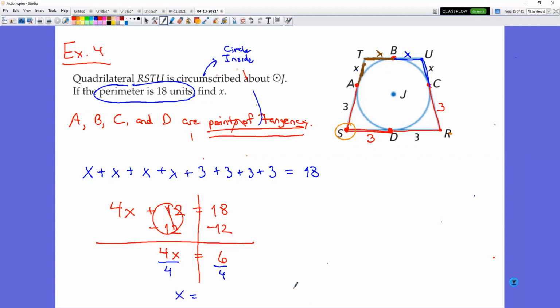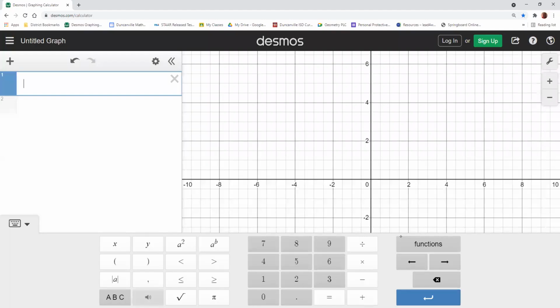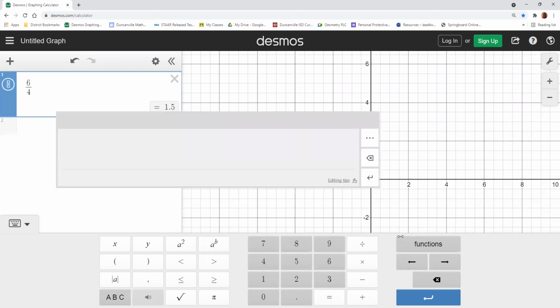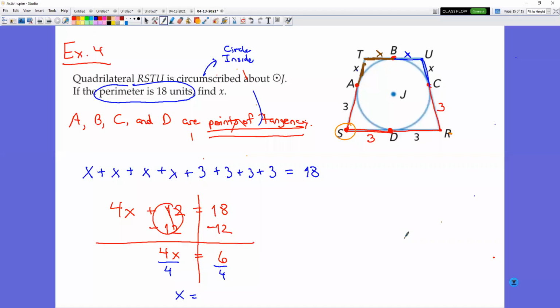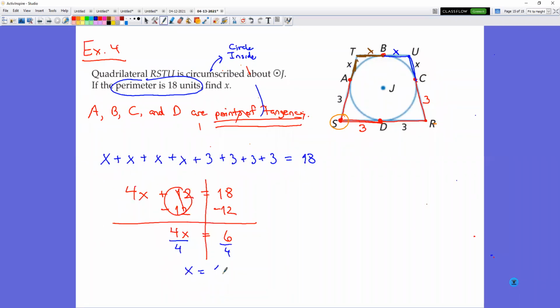And just for kicks, we're going to use our calculator. And here's our calculator. All we'll do is 6 divided by 4, just like that on Desmos, and I get 1.5. And I'm okay with the decimal in this particular case. So that's the value of X. So we're going to come back over here, and we're going to write that X is indeed 1.5. And that's all I need to find in this problem.